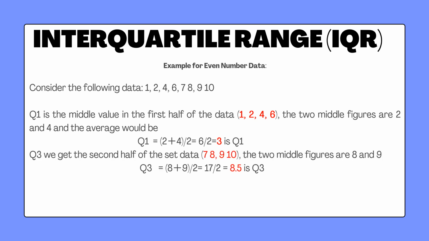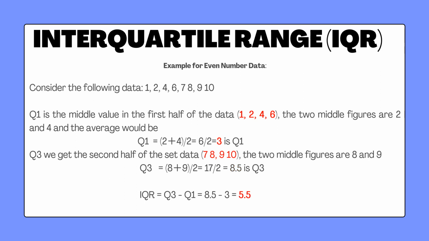For quartile 3, we get the second half or the upper half of the set data, 7, 8, 9, and 10. The two middle figures are 8 and 9. Quartile 3 equals sum of 8 and 9 divided by 2, will be 17 over 2. So quartile 3 value is 8.5.